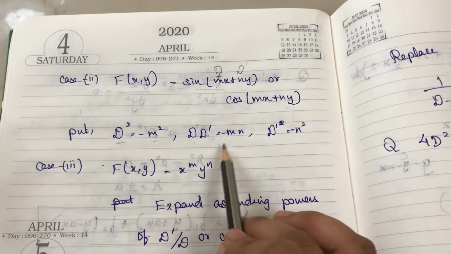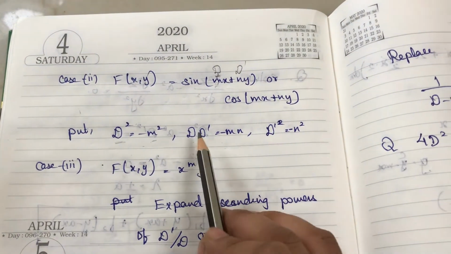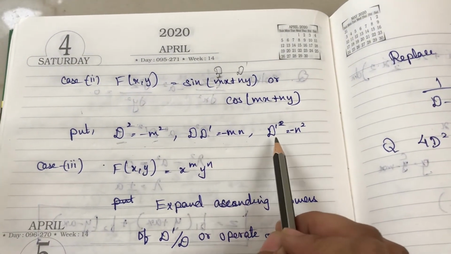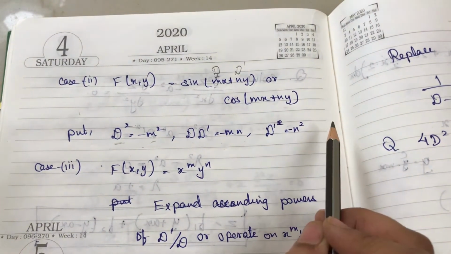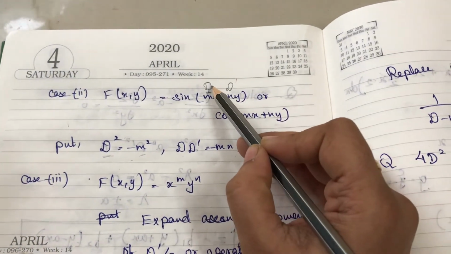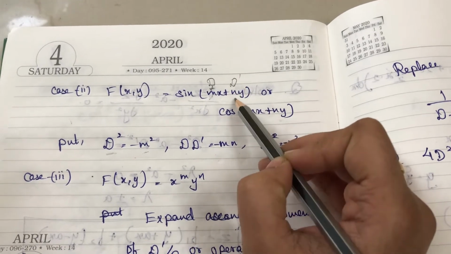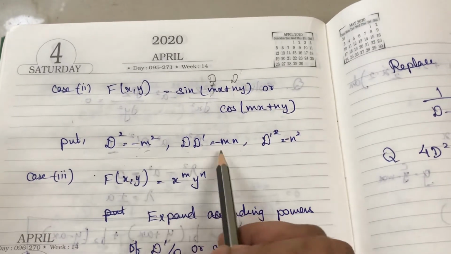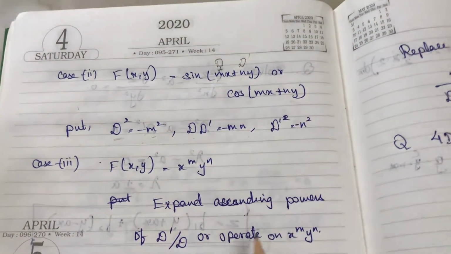You need to put minus in all the terms. D dash means n. D dash square means n square. So just think of D with respect to m and D dash as n. Just put minus in all terms. You will get the answer.